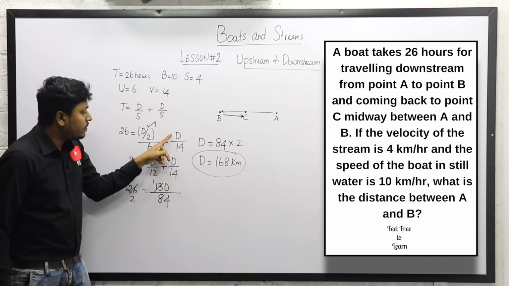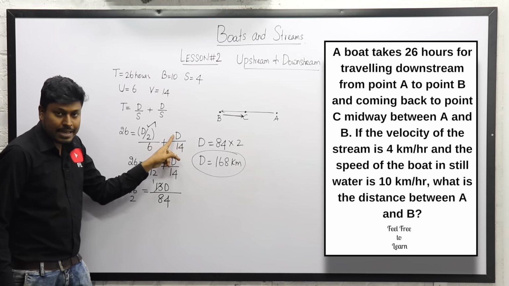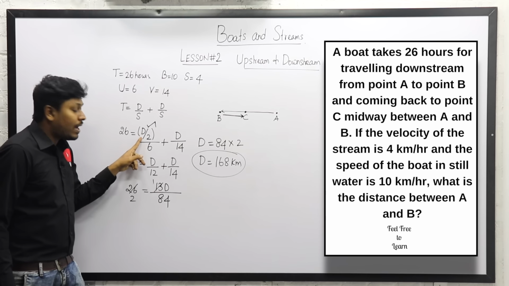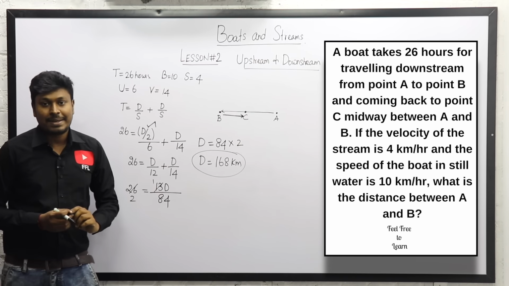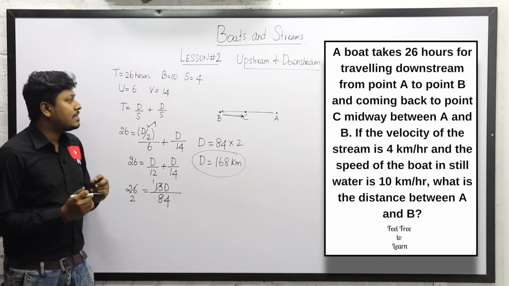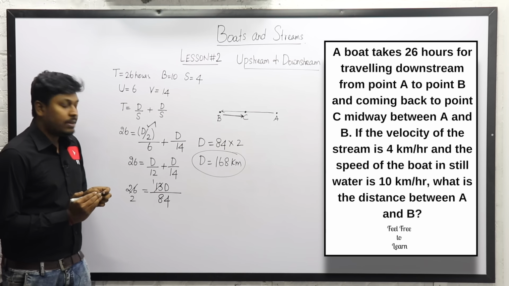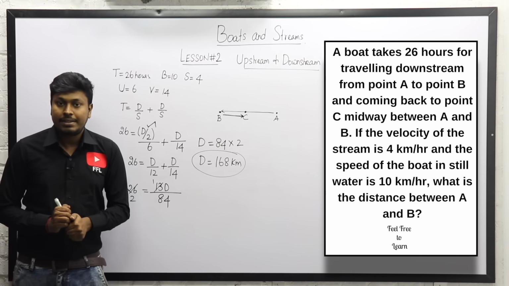So here instead of downstream I have written as it is, that is capital D, but in case of upstream I have written D by 2. So remaining all the procedures are same. So finally we got the answer, that is total distance will be 168 kilometer.